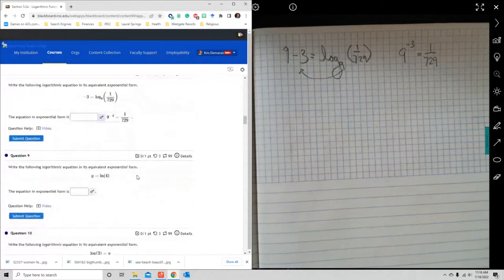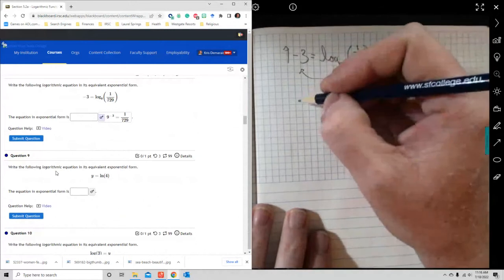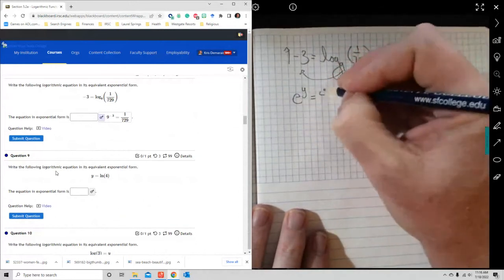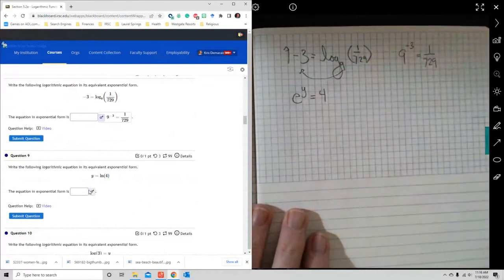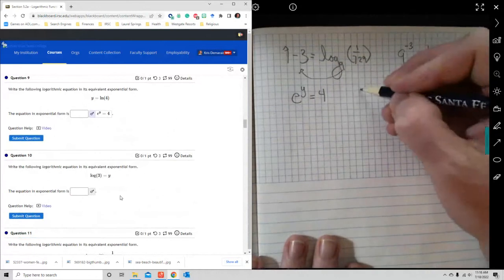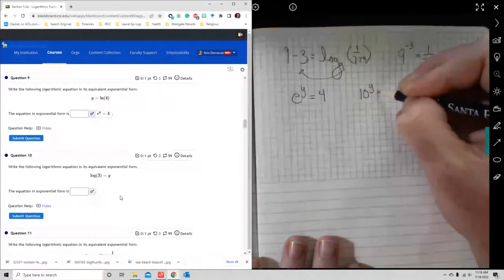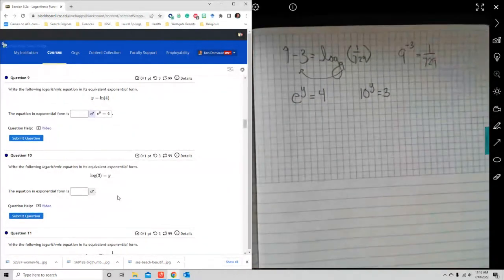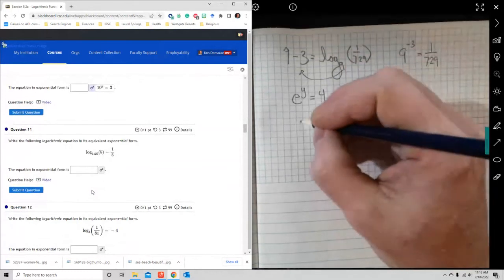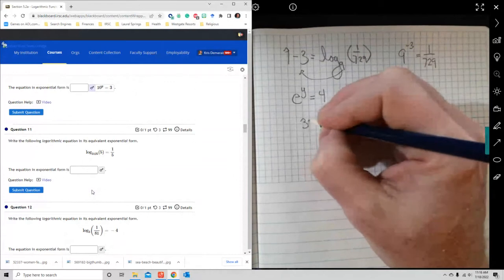Okay. And they want you to write the following. So I'm going to write through these pretty quickly. It's going to be e raised to the y power equals 4. All right, done. And then this is going to make it 10 to the y equals 3. I'm ripping through these pretty quick because they are fast. You're going to go ahead and make it become 3.